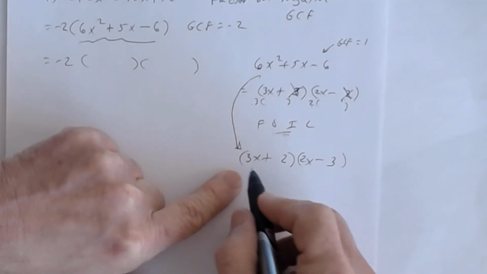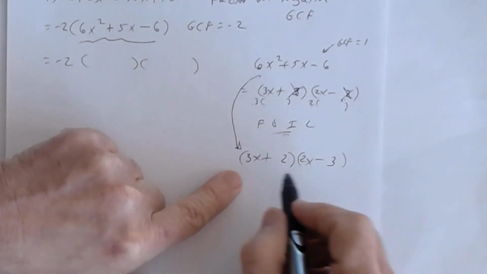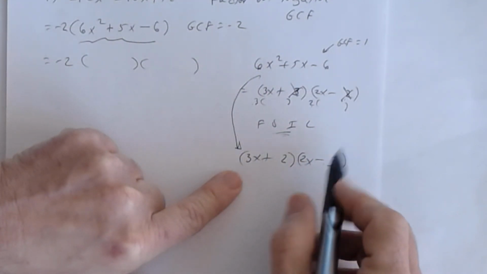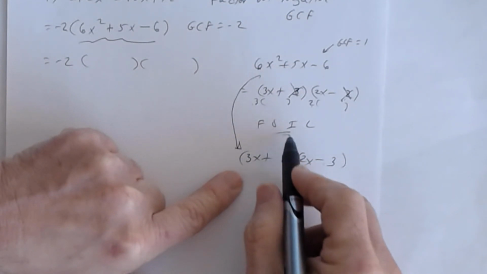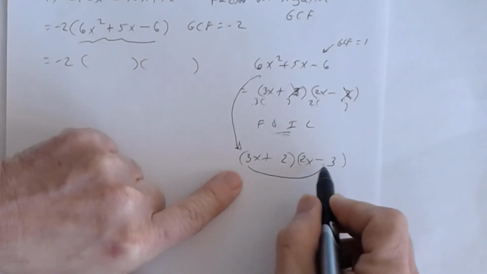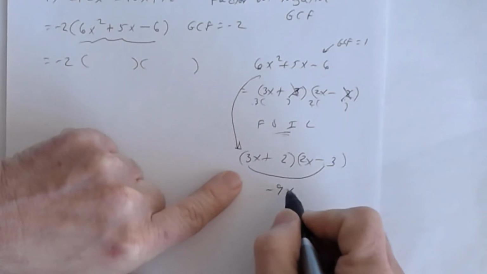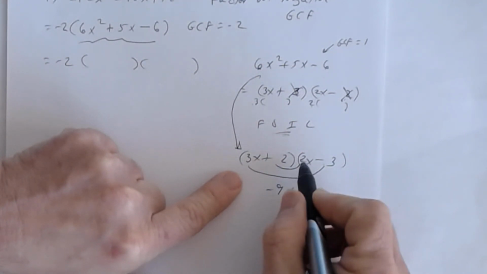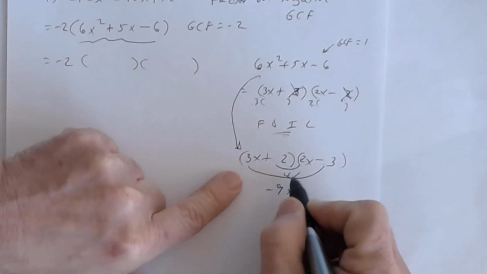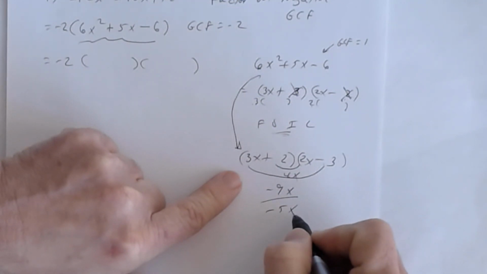First of all, let's do the F again. 3x times 2x is 6x squared. A positive 2 times a negative 3 is a negative 6. Now let's do the outer and the inner. The outer, 3x times negative 3 is a negative 9x. The inner, a positive 2 times 2x is 4x. When I add them up, I get a negative 5x.